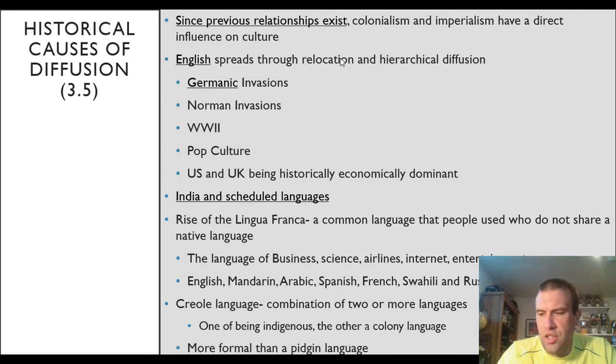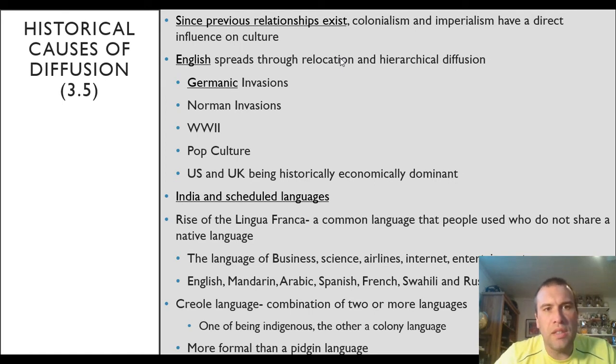So English starts with Germanic invasions. The Jutes, the Angles, and the Saxons are three Germanic tribes that invade. They're from the modern day Denmark, Germany, Netherlands area. They will invade up into England and take over what was previously there. It was basically some other nomadic groups that were there.